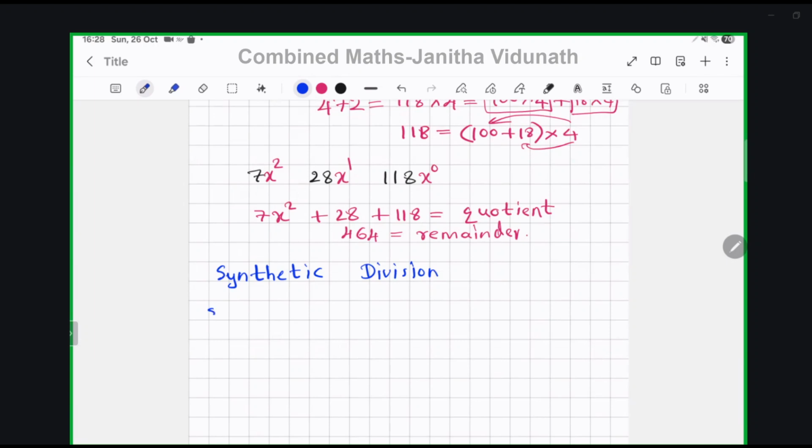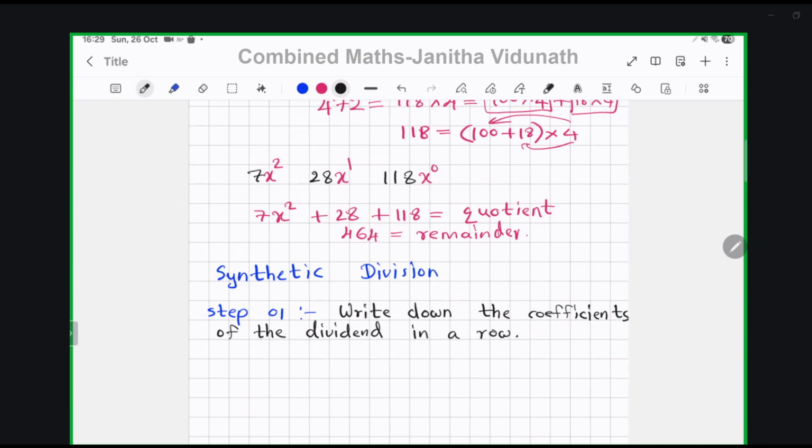Synthetic division. Step 1. Here first we need to write our coefficients in the dividend. That means the first step should be, write with me: write down the coefficients of the dividend in a row.